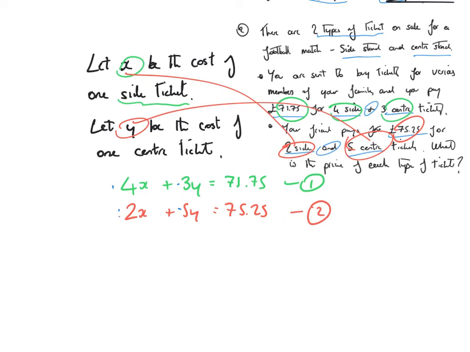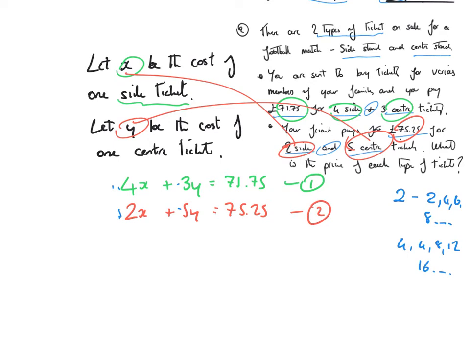Okay, it's pretty straightforward to bring 3 and 5 up to 15, or 2 and 4 up. I think 2 and 4, that's slightly easier. What's the lowest common multiple? Well, multiples of 2: 2, 4, 6, 8, and so on. What about 4? 4, 8, 12, 16, and so on. So what's the lowest common multiple? The lowest common multiple, therefore, is definitely 4.